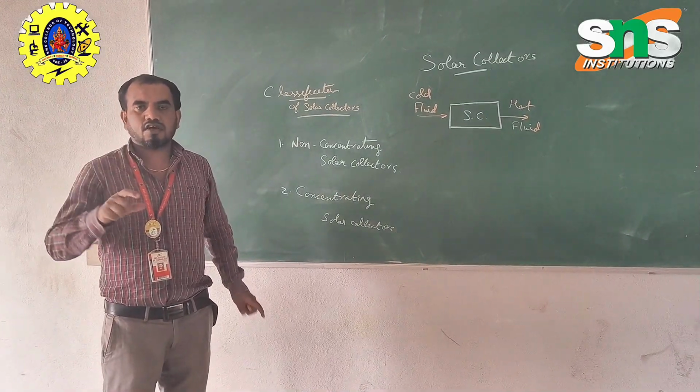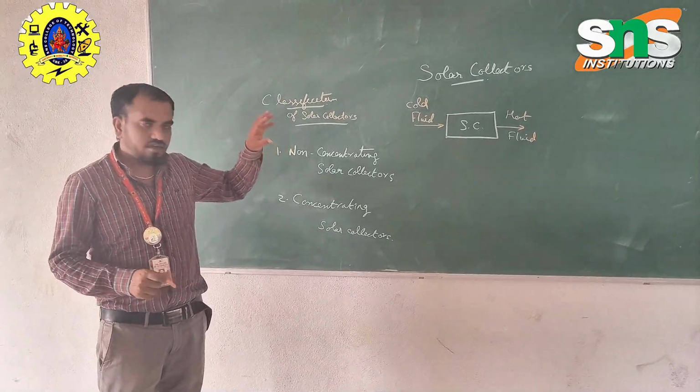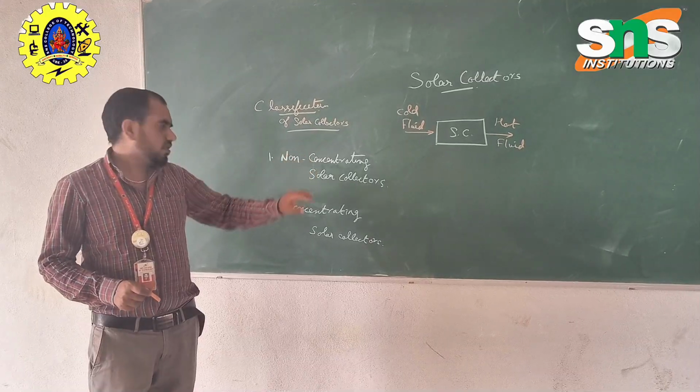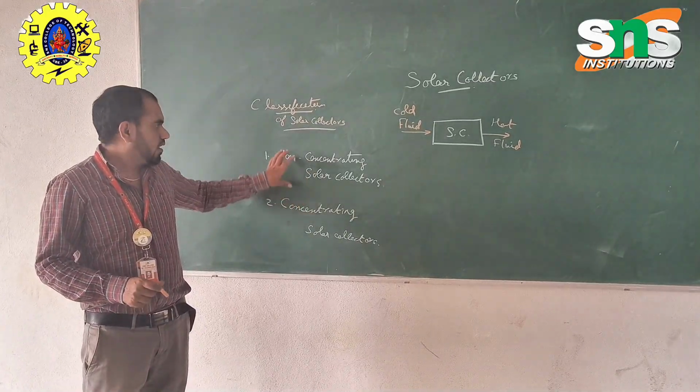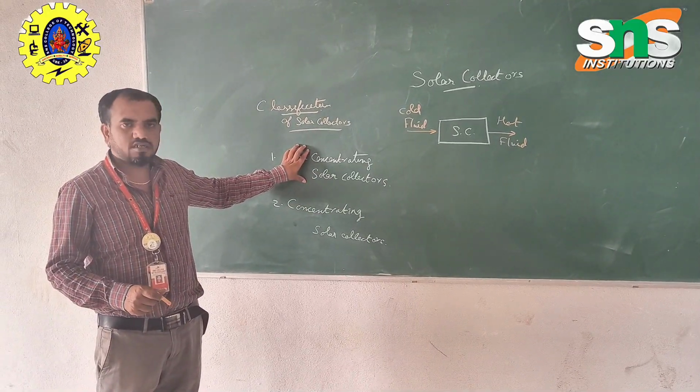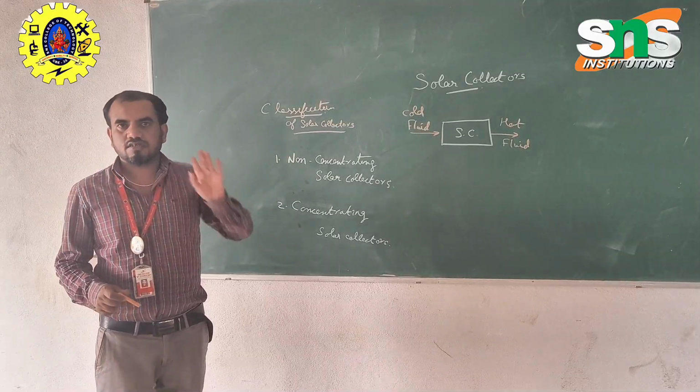The difference between the concentrating and the non-concentrating is the radiation. The sun's radiation or heat concentrated at a certain point is what we call a concentrating solar collector. A non-concentrating solar collector will not concentrate on a certain point.